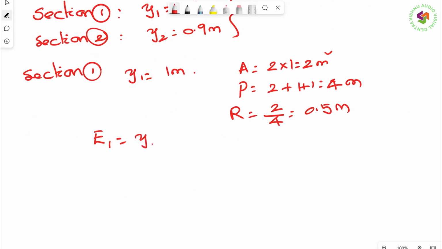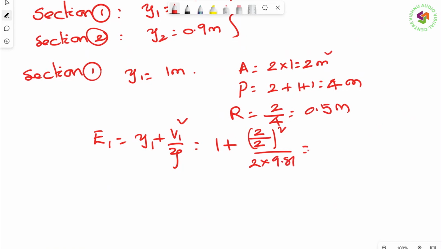E1 is equal to Y1 plus V1 squared by 2g. Y1 is equal to 1 meter, plus V1, which is Q by A1. Q by A, whole square, divided by 2 into 9.81. If you take it, this is going to come as 1.051 Newton meter per Newton. Then this is section 1 closed.